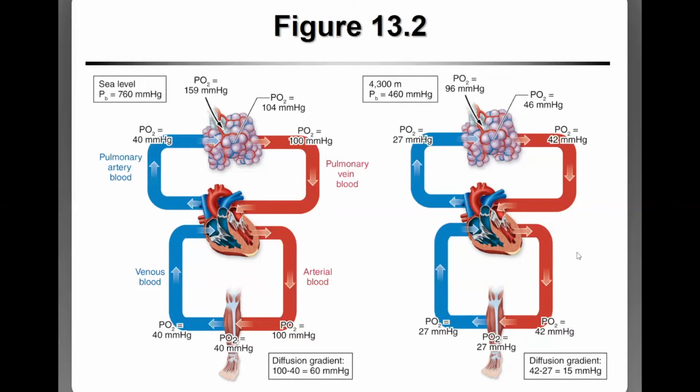So if you think back to Fick's law of diffusion, this law said that the rate of diffusion is going to be dependent upon three things. One being the surface area, the other being the thickness of the membrane, and the third being the diffusion gradient, the difference in the partial pressure. So according to Fick's law, the amount of oxygen that's going to be diffused across the tissue at altitude is going to be reduced because we have a reduction in this diffusion gradient.